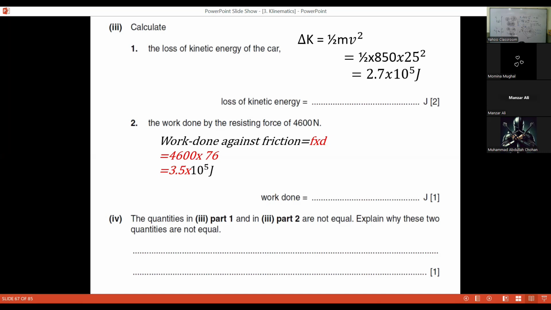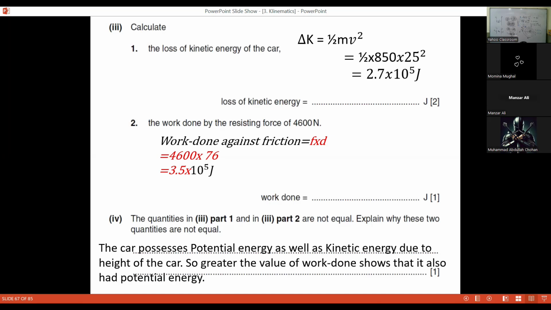if it was on a plane surface, if it was not losing any height. But your work done against friction is greater. Why? Because initially it not only possessed kinetic energy, it also possessed potential energy. So that has to be added in total energy. That is why your work done is greater, because not only kinetic energy but potential energy, both of them are converted into heat due to the work done against friction.